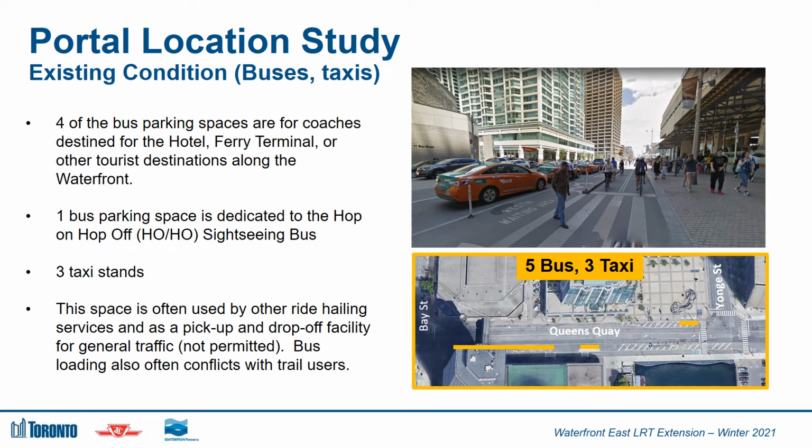In terms of activity along the curb, there are currently 5 bus parking spaces and 3 taxi stands that would need to be replaced with Alternative 2. Of these 5 spaces, 4 are for coaches destined for the hotel, ferry terminal, and other tourist destinations along the waterfront, and 1 space is dedicated to the hop-on, hop-off sightseeing bus. These spaces are often used by other ride-hailing services and as a pickup and drop-off facility for general traffic, which is not permitted. Bus loading also sometimes conflicts with trail users.